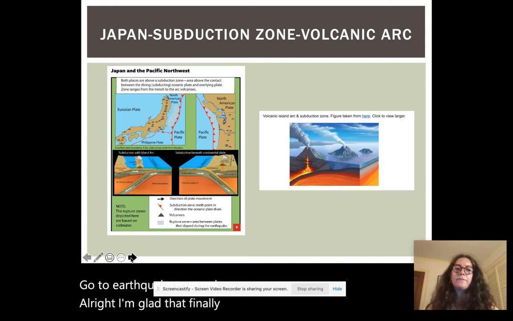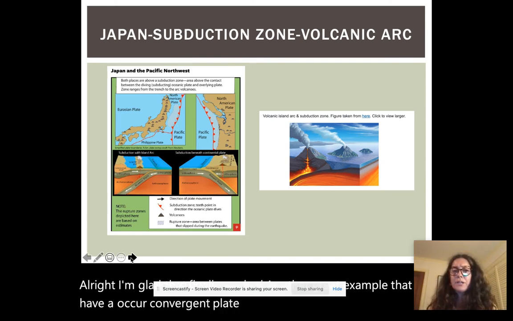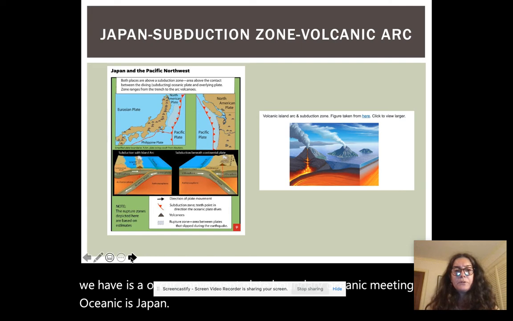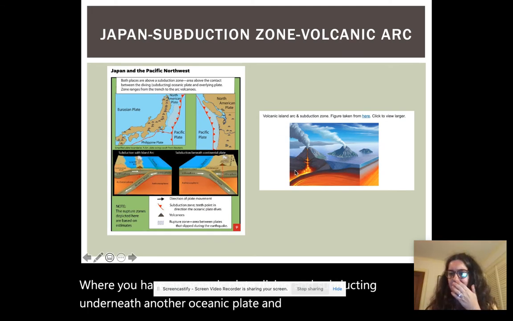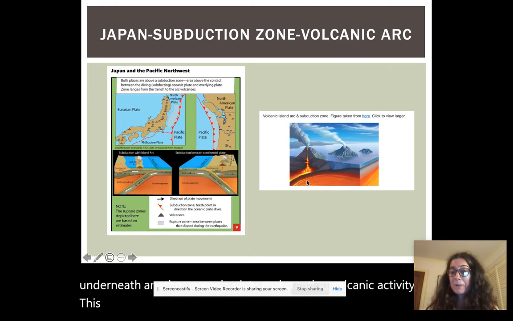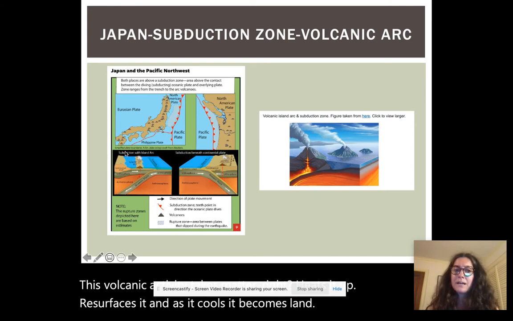Another great example that we have of a convergent plate boundary, oceanic meeting oceanic, is Japan. You will notice that Japan was created in what we call a volcanic island arc. It begins like this, where you have an oceanic plate diving and subducting underneath another oceanic plate and creating volcanic activity. This volcanic activity takes matter, heats it up, resurfaces it, and as it cools, it becomes land. That land has, over millions of years, become the island nation of Japan.